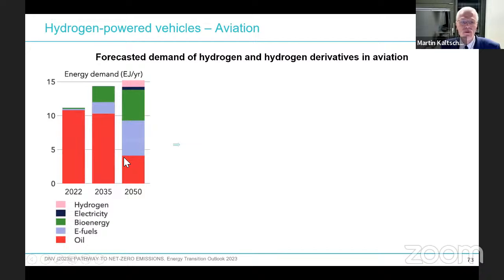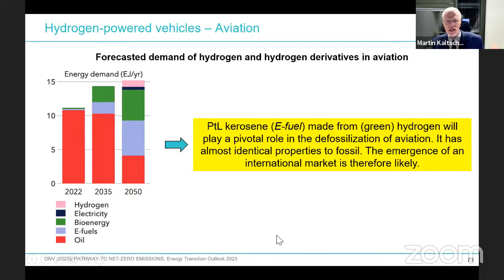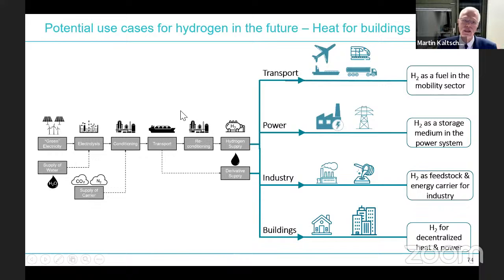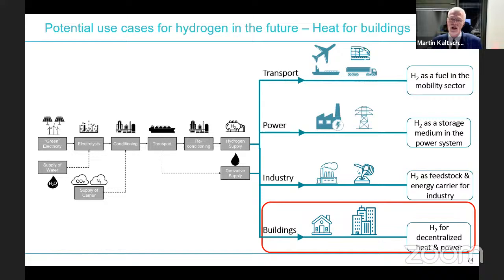So therefore, what we can see in the years to come is that, let's say, for aviation, again, the energy transition outlook from DNV, we can see that, let's say, PDL kerosene, and this is e-fuels, as well as, let's say, bioenergy or biofuels or SAF, as we call it also, they will gain more and more, let's say, importance within the aviation sector. So again, there is a certain market, what we see in the years to come. So the last market, and then I come very fast to an end, is about the heating market in buildings.